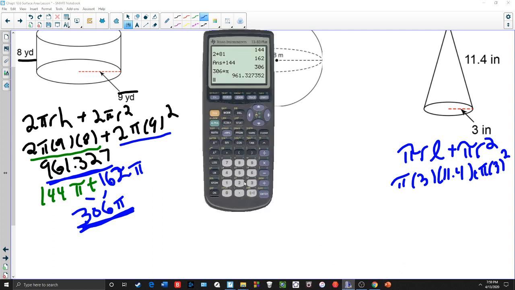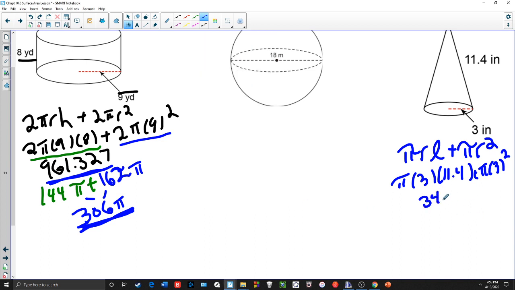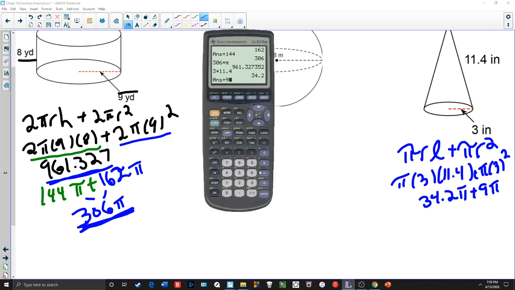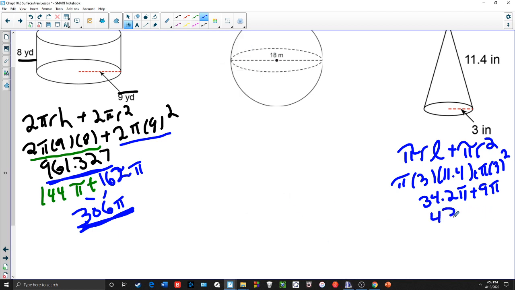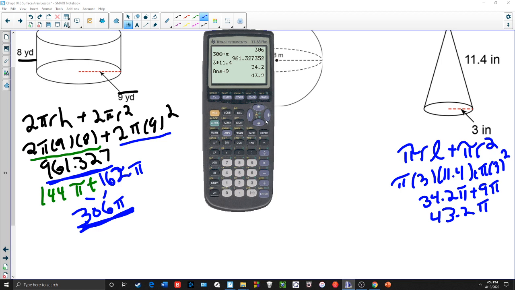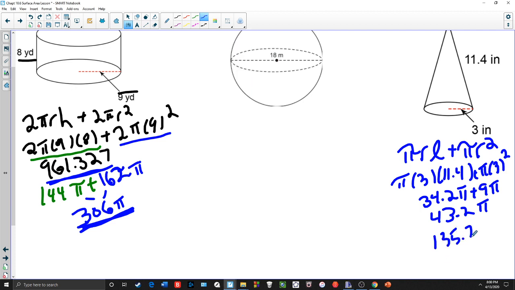So if I want to write this in terms of pi, I would do 3 times 11.4, and I get 34.2 pi. And then here I'd get 9 pi, because 3 squared is 9. And then I would add these together, and I get 43.2 pi. And that would be my answer in terms of pi. If I want the answer as a decimal without pi, then I would just multiply it in here and get 135.72, rounding the 1 up to a 2.